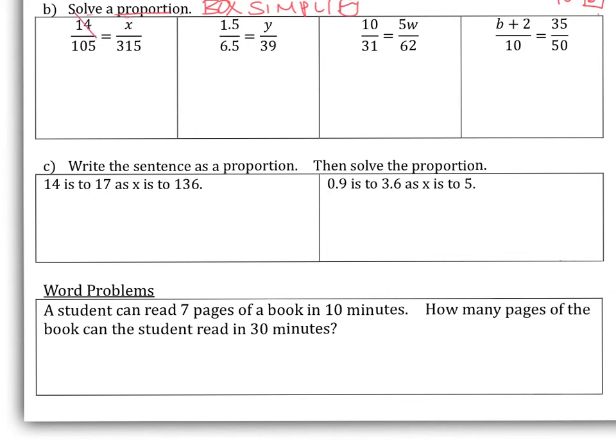So 14, I could divide that by 7 to get 2. 105 divided by 7 gives me 15. And then I can simplify 15 with 315. And this gives me 21. And now I could do my cross multiplying. X times 1 is X. 2 times 21 is 42.